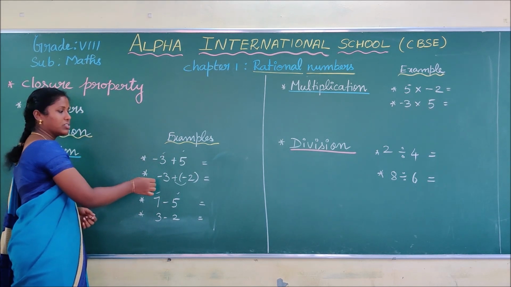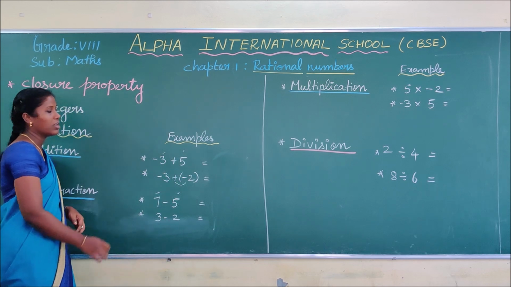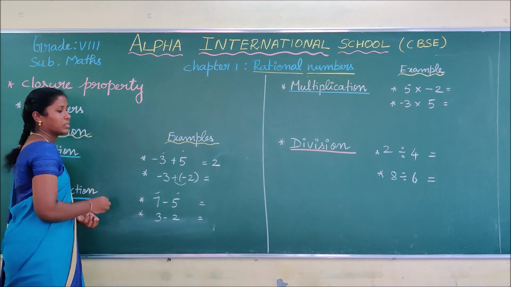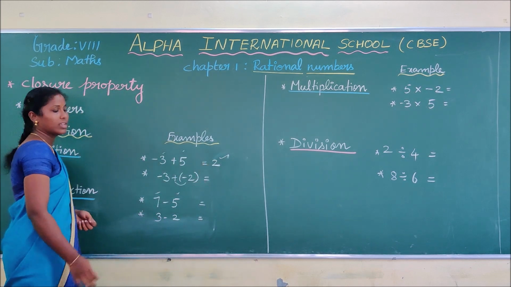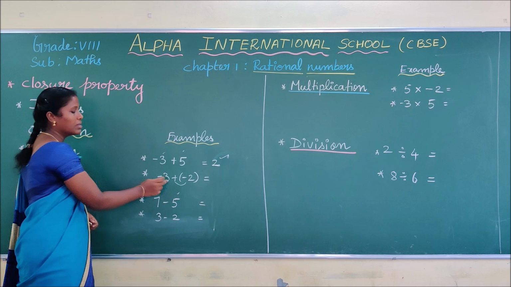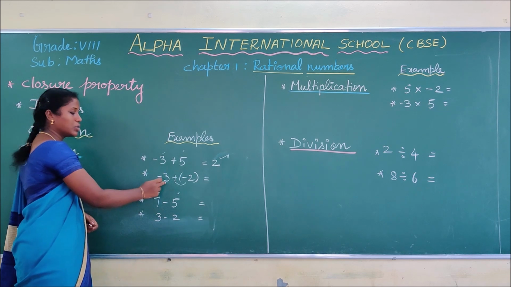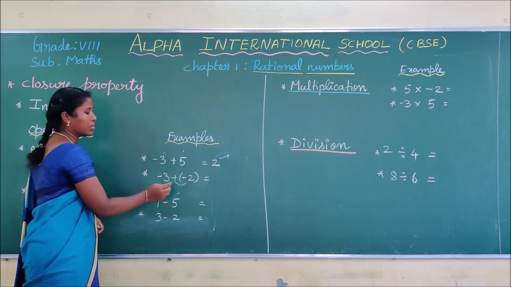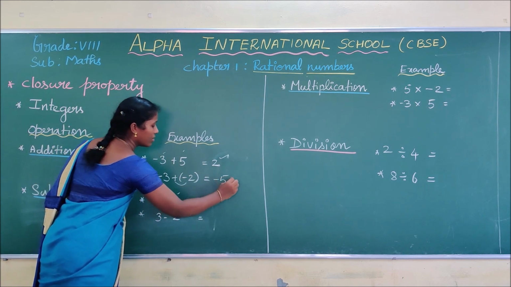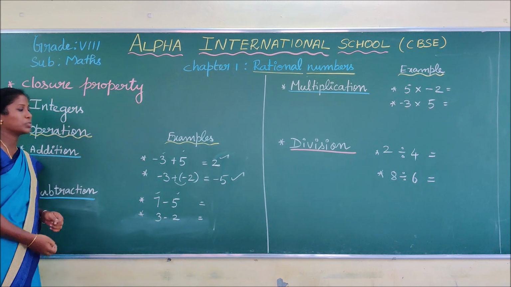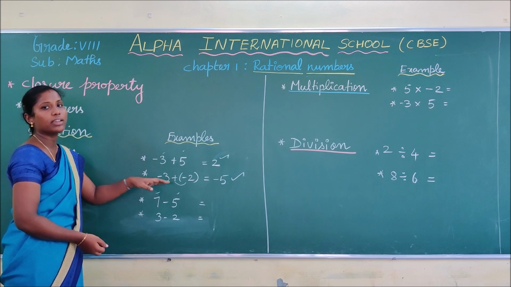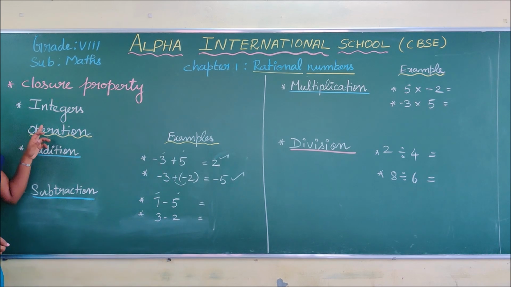Minus 3 is an integer, 5 is also an integer. If you add these two integers, the result is 2. 2 is an integer. Second example, minus 3 plus minus 2. Minus 3 is an integer, minus 2 is an integer. If you add these two numbers, the result is minus 5. It is also an integer. So, in these two examples, if we substitute integers, the result is also an integer. So, we can say that integers are closed under addition.